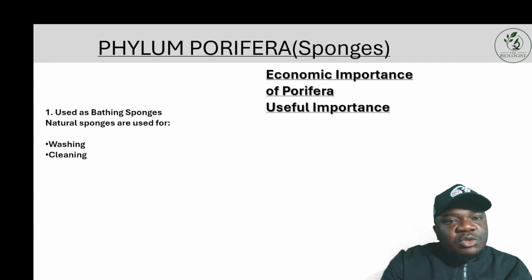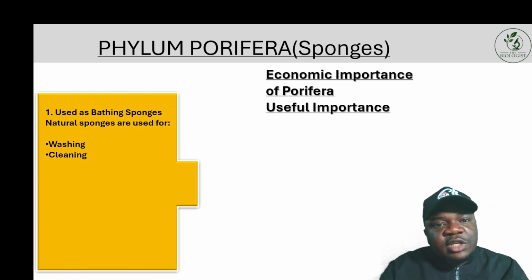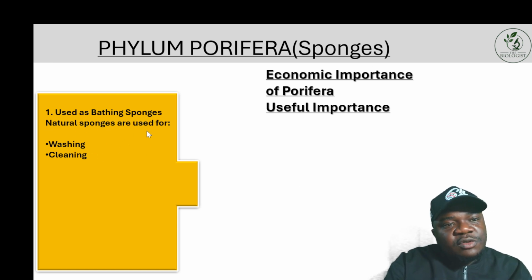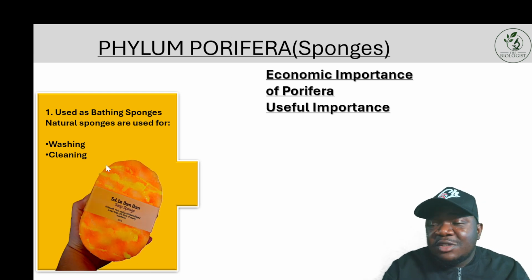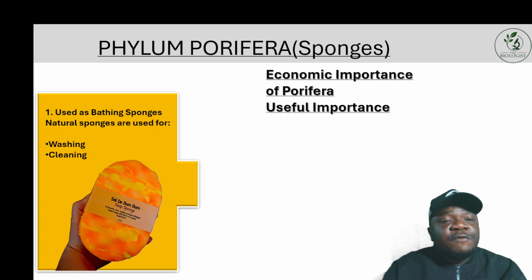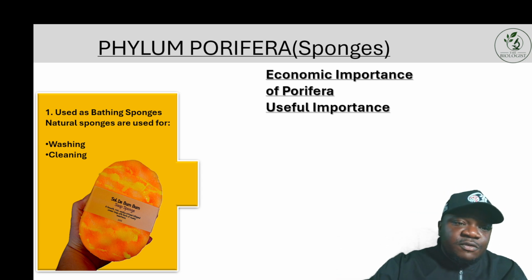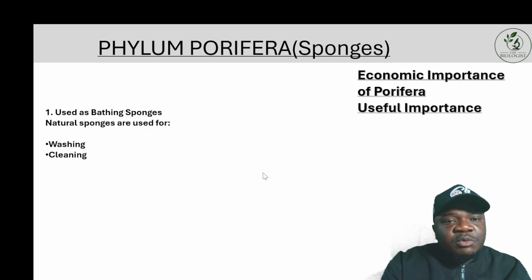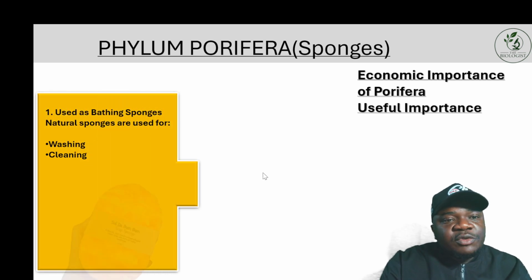And it's very important to get clear pictures about the economic importance of Porifera. One use is as bathing sponges and natural sponges, which are used for washing and cleaning. Humans need laundry and need to wash, so natural sponges can be used for washing and cleaning different surfaces. This is a very important aspect of sponges.